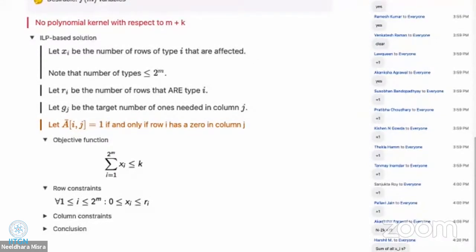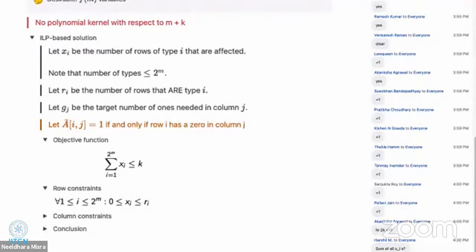So you're going to have a separate constraint per column, but let's fix our attention on column j, and then we want to say, let's count the gain that we get from all the types i. So we sum over all the types, and for each type we take x_i, because that's the number of rows we manage to hit of that type, and we multiply that by a_ij bar.